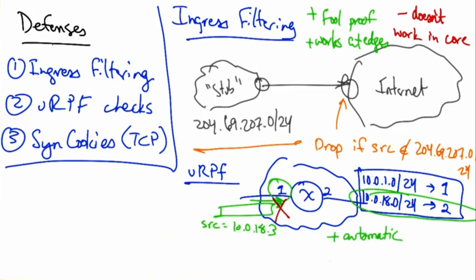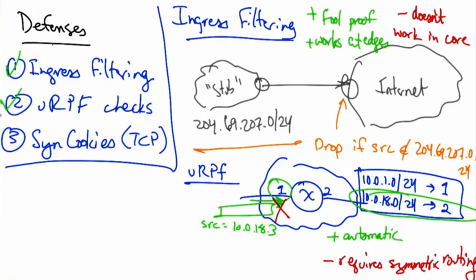So the benefit of URPF is that it's automatic, but the drawback is that it requires symmetric routing. And we know from earlier lessons that routing in the internet is often asymmetric. Therefore, in any situation where asymmetric routing is a possibility, it is not possible or reasonable to use URPF.